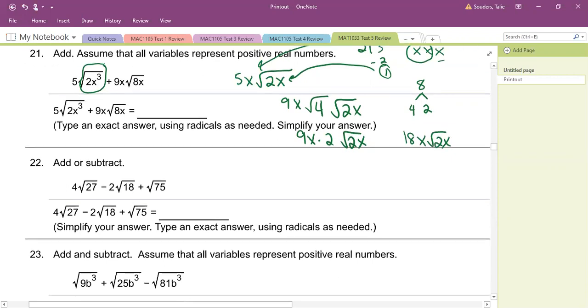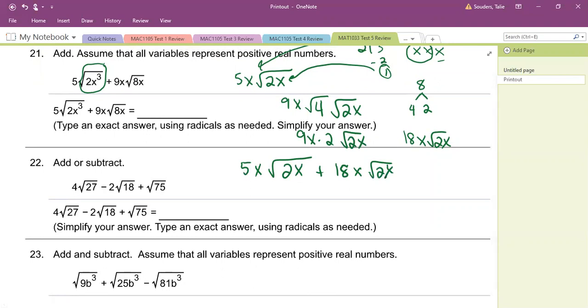Good. So now I'm bleeding into the next problem, but that's okay. We'll adjust that in a second. Now you have 5x square root of 2x plus 18x square root of 2x. So now all of your radicals are the same, right? Both terms have the square root of 2x. So you can actually add the coefficients. So what is 5 plus 18? 23. So your final answer here is 23x times the square root of 2x. Any questions there?